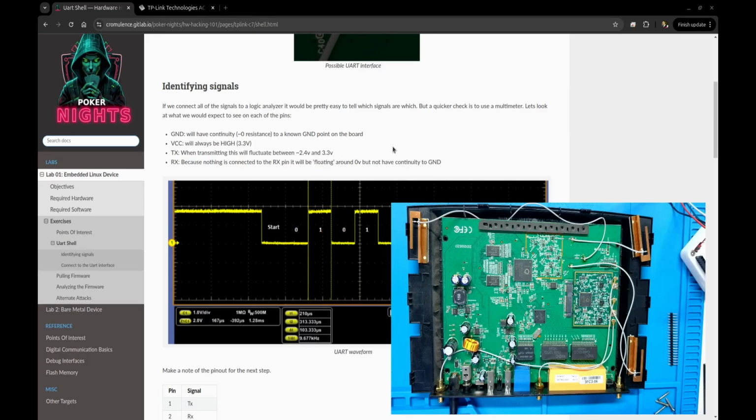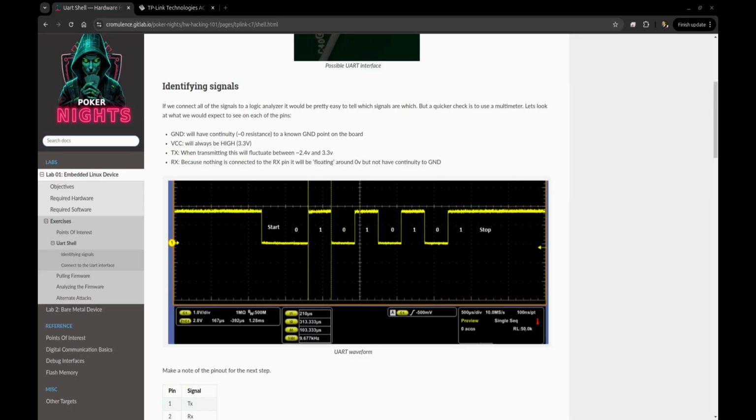The next one we're going to expect to see is a TX. And while the board is booting and this is transmitting, we should see this fluctuate somewhere between 2.4 and 3.3 volts. And the reason for that, we can kind of look at this UART trace here. UART is active low. So at idle, the pin is going to be high at 3.3. And then as it clocks out data, it's pulling it near ground.